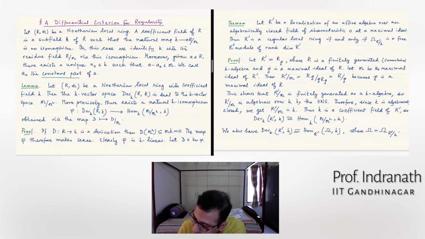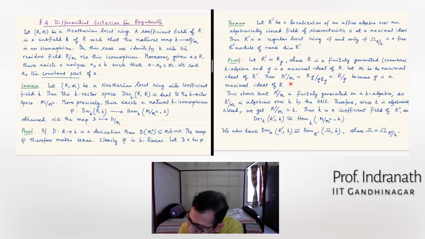So let us begin. So R dash is given to be R localized at P, where R is a finitely generated, well, everything we are talking about is commutative here, so no problem. R is a finitely generated K algebra, and P is a maximal ideal. Let M be the maximal ideal of R dash. Okay, so P is a maximal ideal because we have localized at a maximal ideal. Now let M be the maximal ideal of R dash.